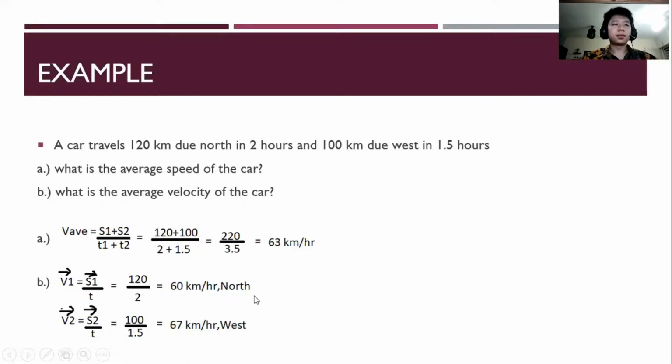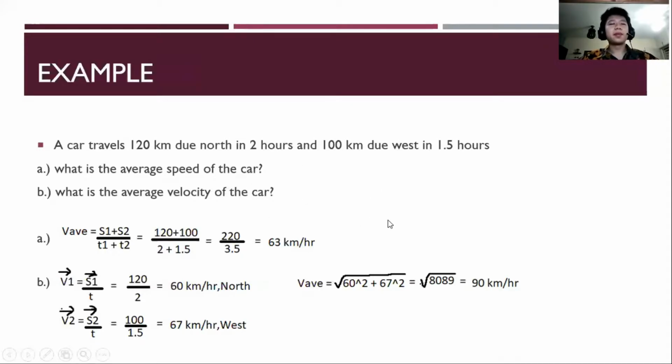Now, if you want to find the average velocity of this car, we'll need to sum up v1 and v2 by squaring them and then taking the root. So v average equals the root of 60 squared plus 67 squared. So 60 squared plus 67 squared is 8089. Then we root it. It's gonna be 90 km per hour if we round it off. Now the only thing we need to find is the direction it is going.